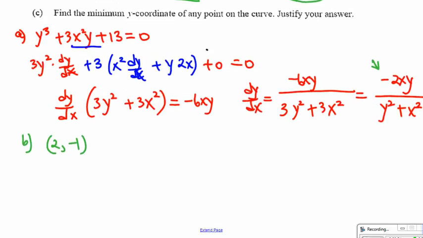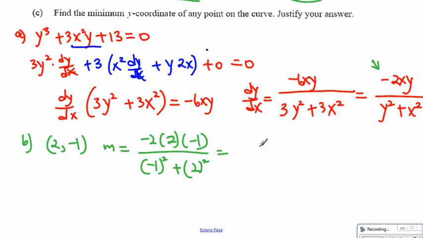Since the point was 2 comma negative 1, I believe, our slope should be equal to negative 2 times 2 times negative 1, and then negative 1 squared plus 2 squared. And here we get, on the numerator, 4 over, denominator, 5. So slope becomes 4 over 5.